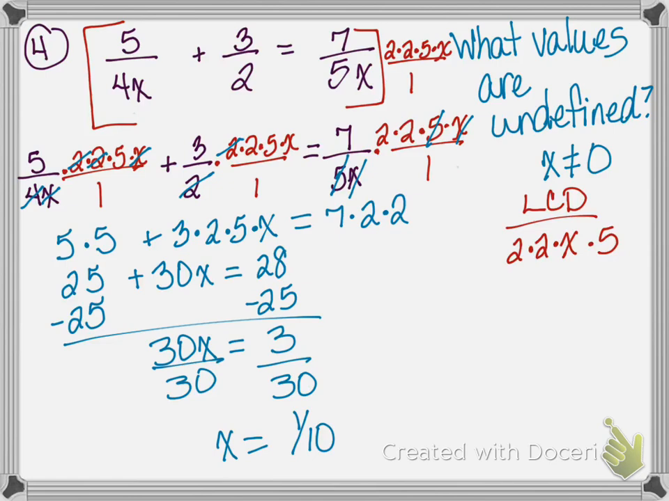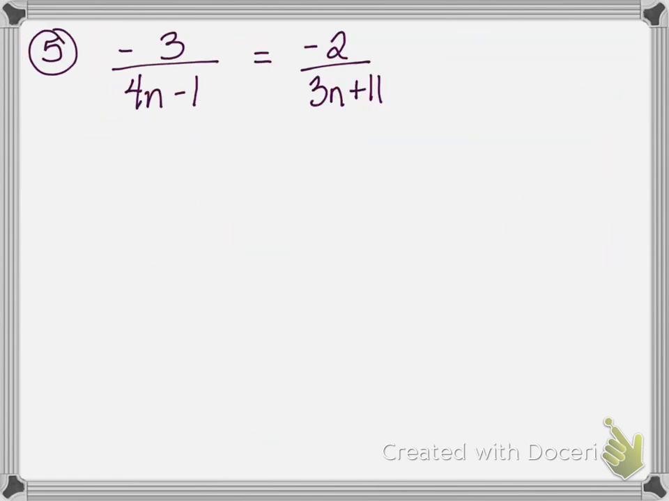Okay, so let's move on to the next one. This one is negative 3 over 4n minus 1 equals negative 2 over 3n plus 11. So I can't really factor my denominators, so I'm going to go ahead and identify what my LCD is. So my LCD is going to be both of these binomials. I'm going to have 4n minus 1, and I'm going to have 3n plus 11.